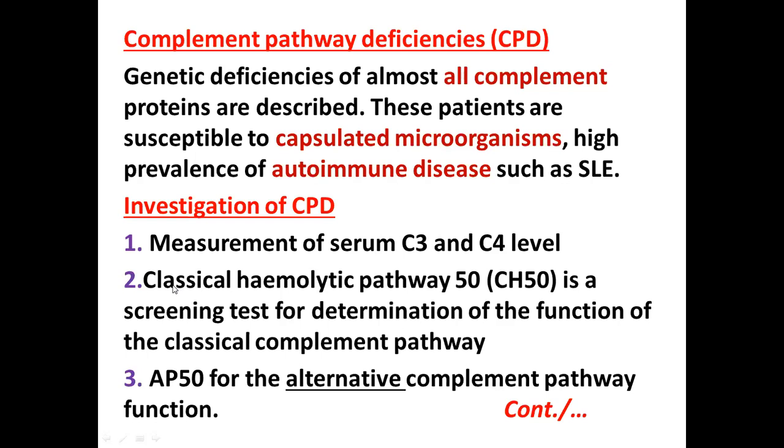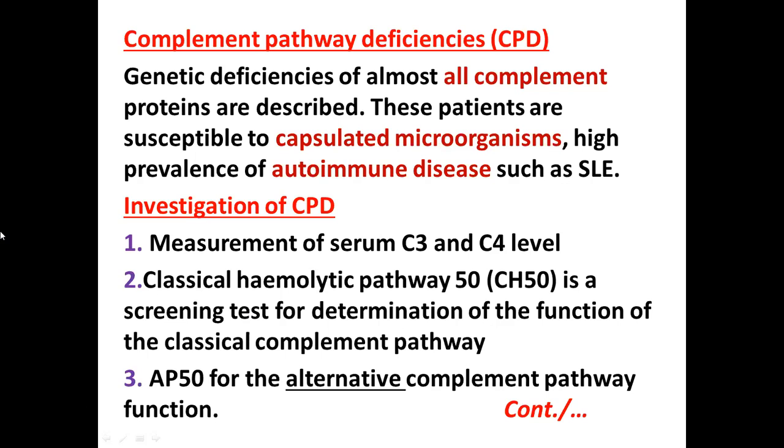Also, you have to check the function of the classical complement pathway by the classical hemolytic pathway, CH50. In summary, CH50 is a screening test to determine the function of the classical complement pathway. Also, we have the alternative complement pathway, AH50. Here you check the function of the alternative complement pathway.